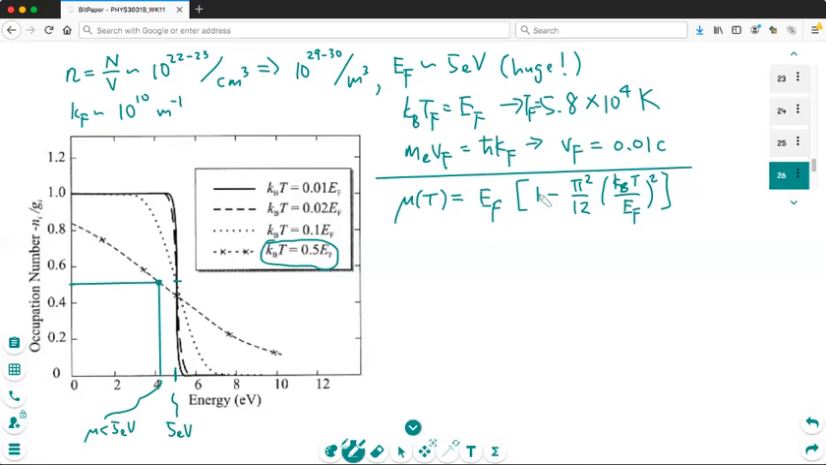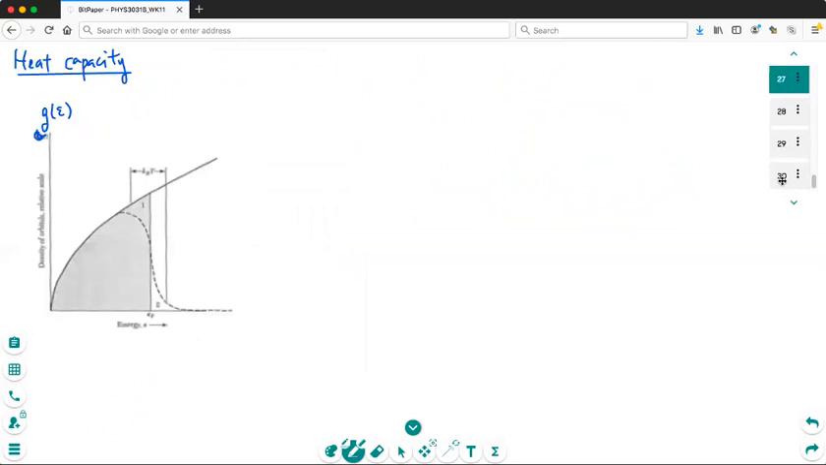From here you can know what happens when the temperature is higher. How do you interpret this kind of finite temperature dependence? This question, how do you interpret the finite temperature Fermi function, is related to how we solve this heat capacity problem.